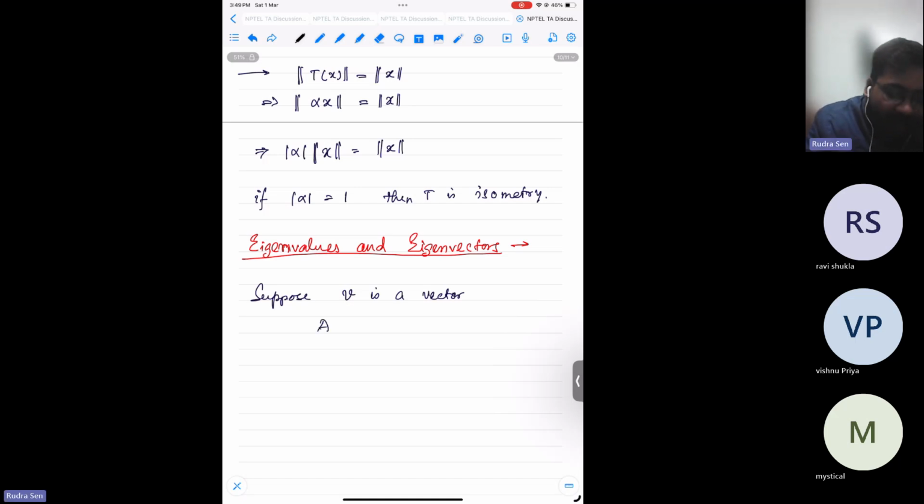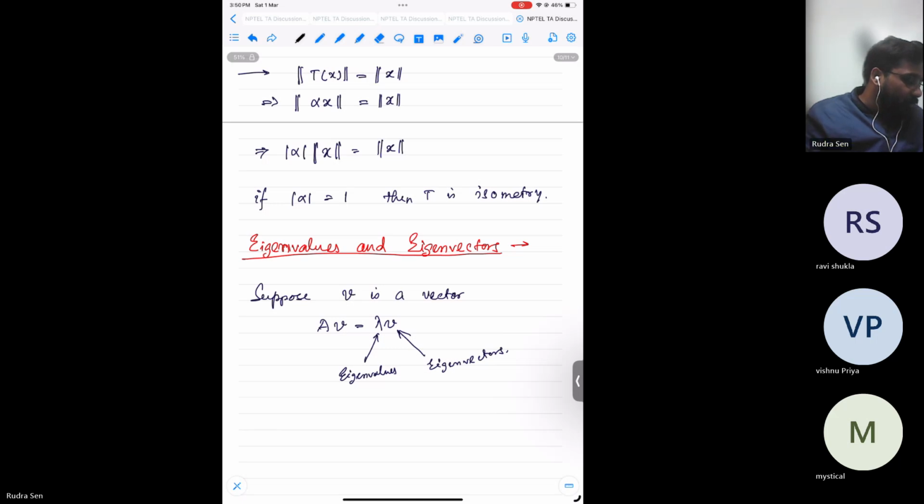So if we multiply a matrix A with a vector V, we get a scaled version of V, scaled by some lambda. Lambda could make the vector an enlarged version of the previous one, or a shrunken version of the previous one. So it could be anything. This lambda is called the eigenvalue, and this vector is called the eigenvector. Okay.